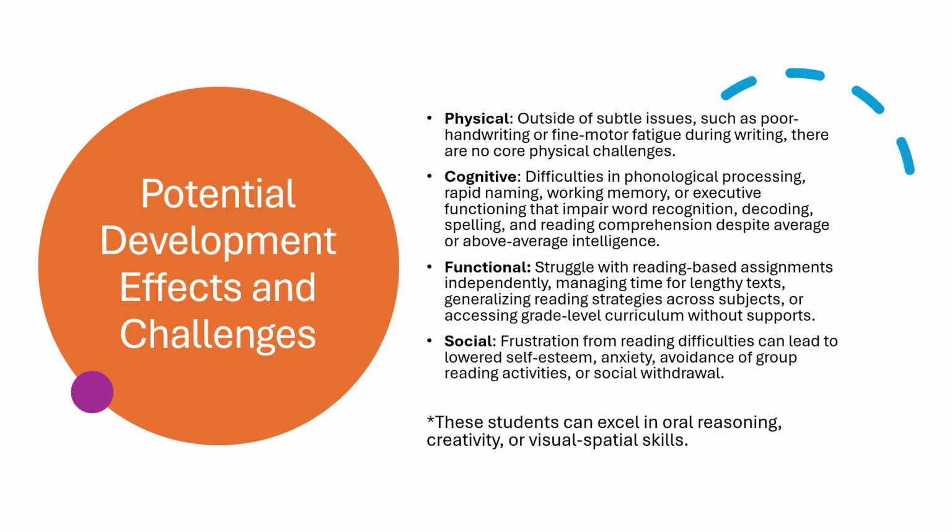For functional, they struggle with reading-based assignments independently, managing time for lengthy text, generalizing reading strategies across subjects, or accessing grade level curriculum without supports. For social, they have frustration from reading difficulties that can lead to lowered self-esteem, anxiety, avoidance of group reading activities, or social withdrawal. These students can excel in oral reasoning, creativity, or visual spatial skills.